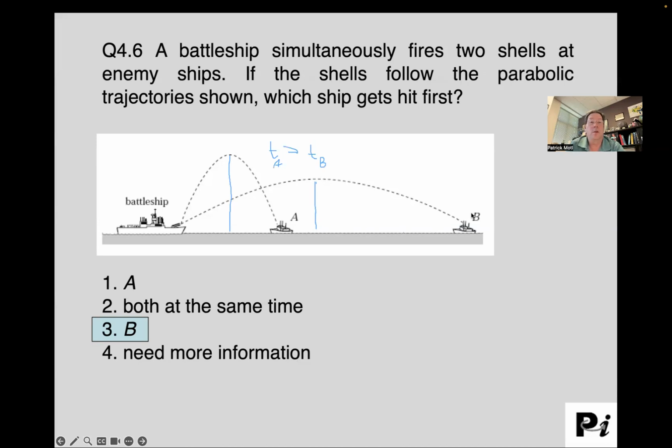Okay. So they're not launched at the same initial speed. But what is true is that they're launched simultaneously, and you get to see the trajectory that each one follows.